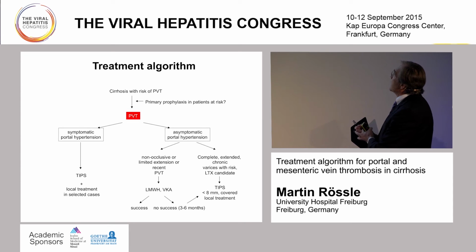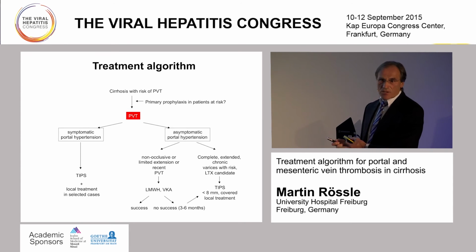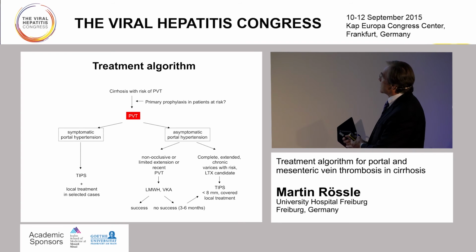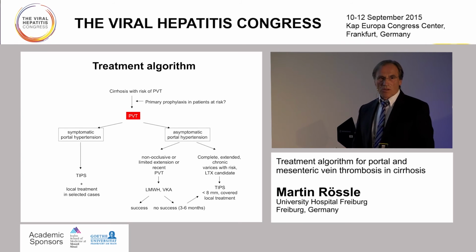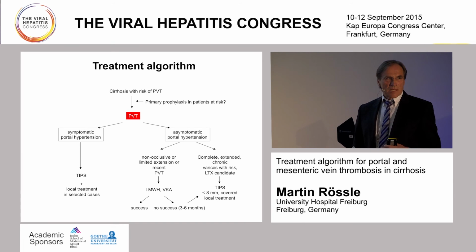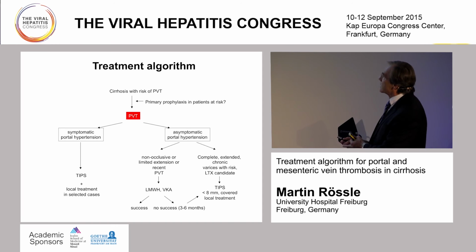Then we have the asymptomatic portal hypertension. The patient has no complaints from his portal hypertension, but we see a portal vein thrombosis and the patient has a cirrhosis. If this thrombosis is limited, non-occlusive, very fresh, low molecular weight heparin or vitamin K antagonists can be given because they may have a good result and a good response. If there is no success, the patient can have a TIPS.